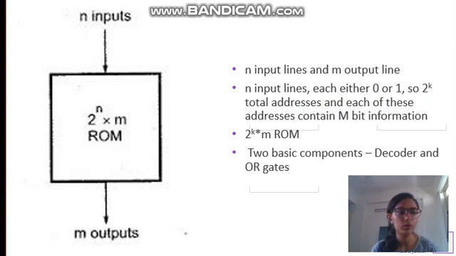So we can see from the block diagram of the ROM that there are n inputs, and each n input line can either be 0 or 1. So there are basically 2 to the power k total address lines, and each of these address lines contains m bits of information. So the memory is a 2 to the power k times m ROM. And there are two basic components, that is the decoders and the gates. In the ROM, the input of the decoder will be in the binary form and the output will be in its decimal equivalent. And all the OR gates present in the ROM will take the decoder output as their input.